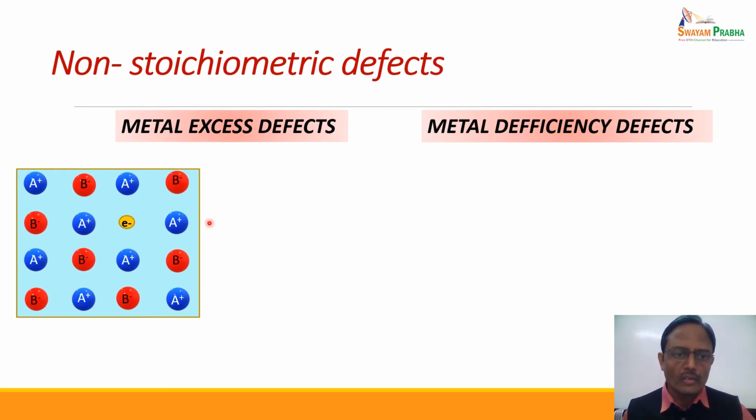So in the given volume or in the given crystal lattice, the number of metal atoms, which are positively charged, and here A positive is representing a metal, is more as compared to the corresponding anions, and the electrical neutrality is maintained by one electron occupying the position of the anion. So this comes under metal excess defect.